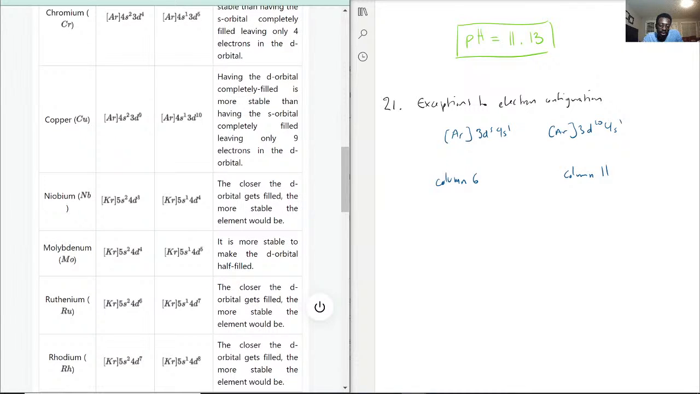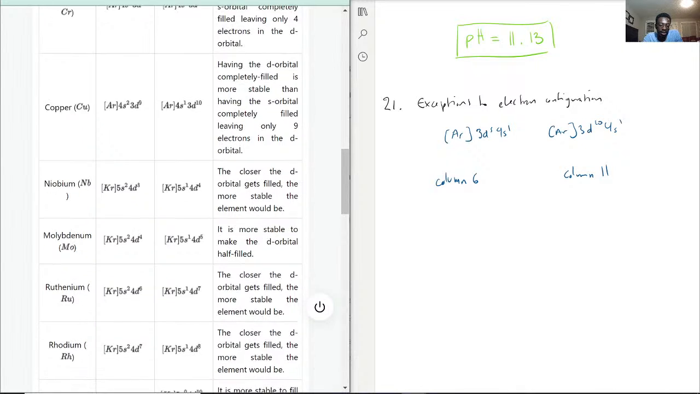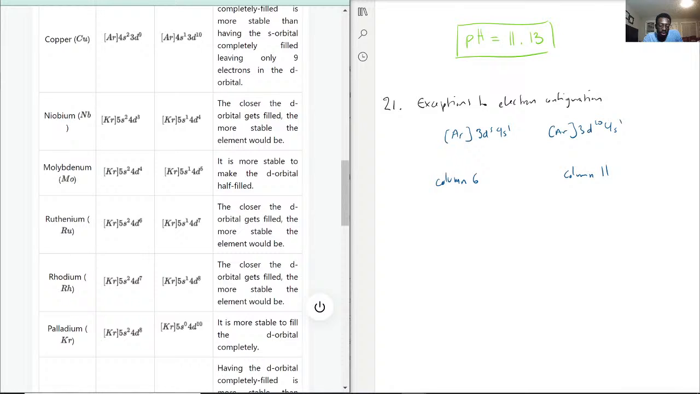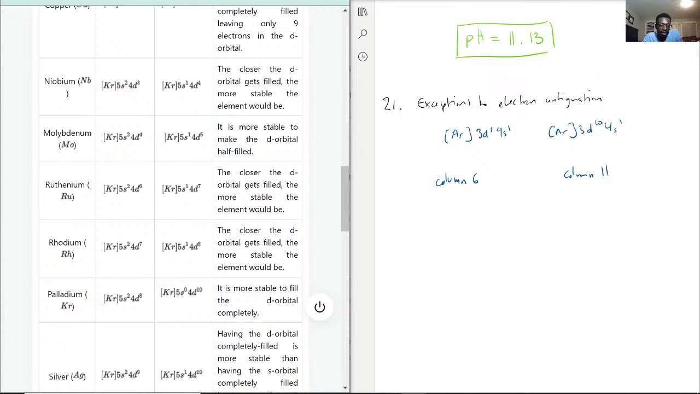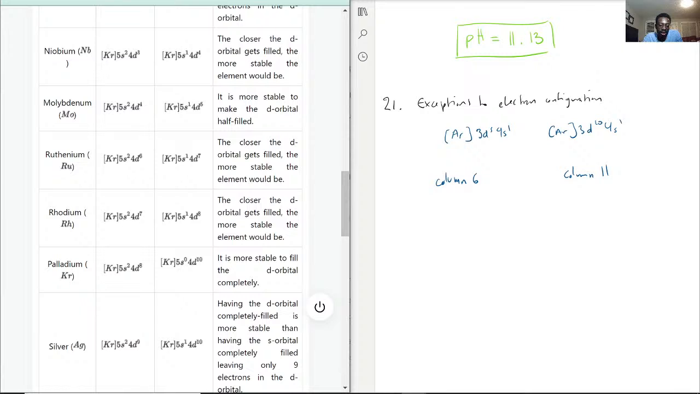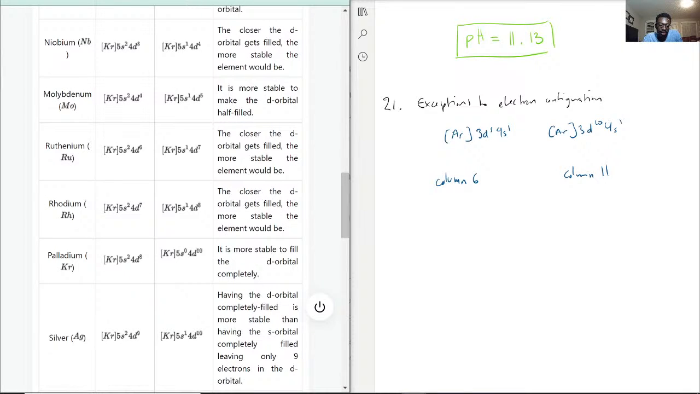You see, this one makes more sense because the d orbital is half filled, but it just says, oh yeah, the closer it gets, the more stable it will be. Same thing with this one. The closer the d orbital gets filled, the more stable. Same with that. And palladium literally does what we discussed that shouldn't happen.